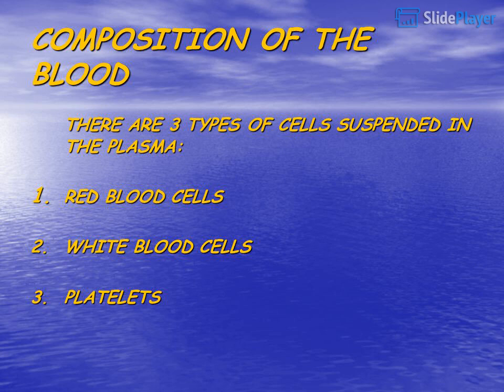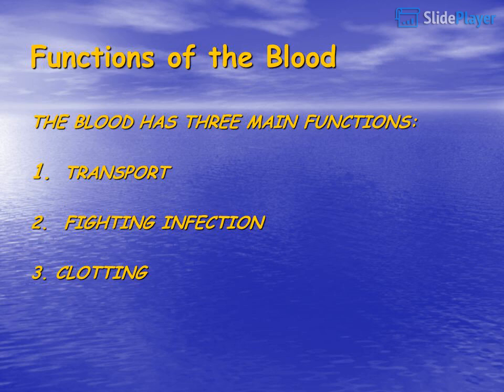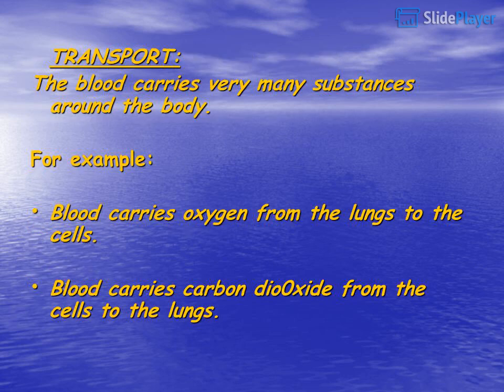There are 3 types of cells suspended in the plasma: red blood cells, white blood cells, and platelets. Functions of the blood. The blood has 3 main functions: transport, fighting infection, and clotting.